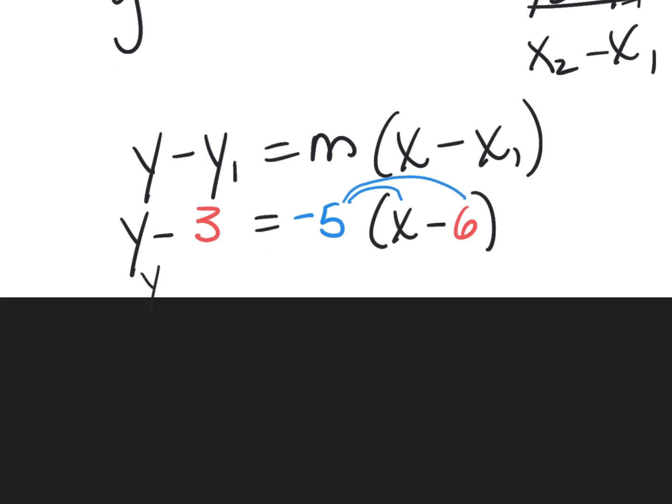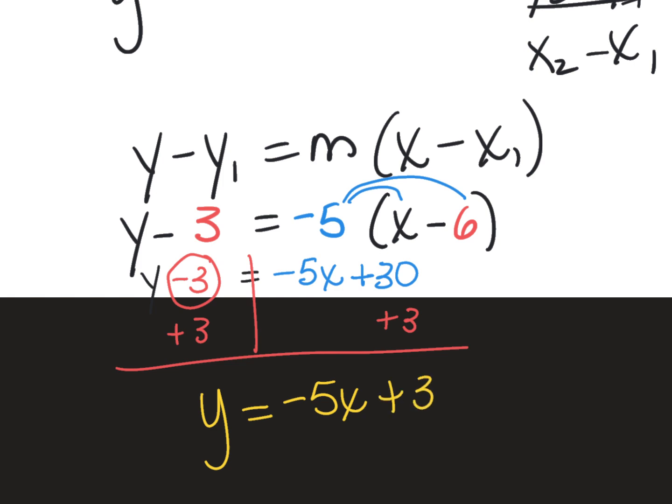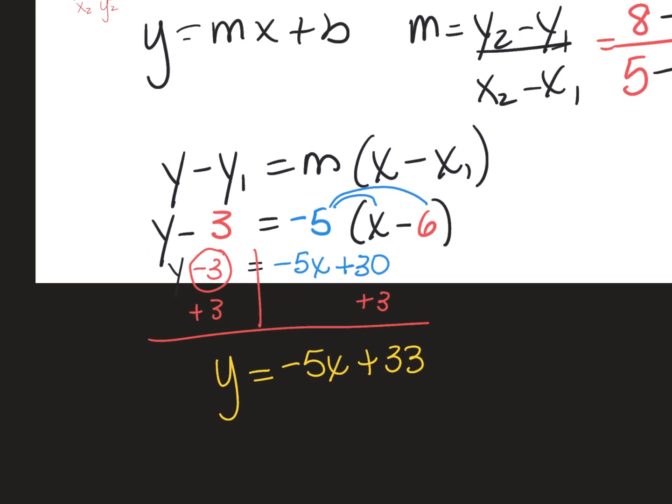So I need to distribute the -5 to get rid of the parentheses. So we have y minus 3. -5 times x is -5x. -5 times -6 gives us +30. And last, I need to move this -3. The opposite of subtraction is addition. So I'm going to add 3 to both sides. And that's going to get us slope-intercept form. So y equals -5x. 30 plus 3 makes 33.